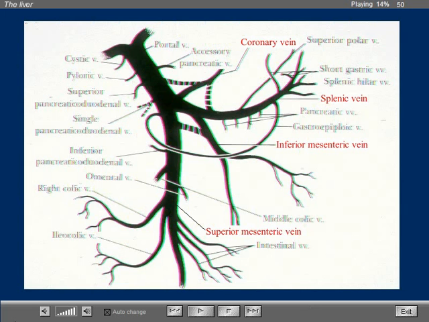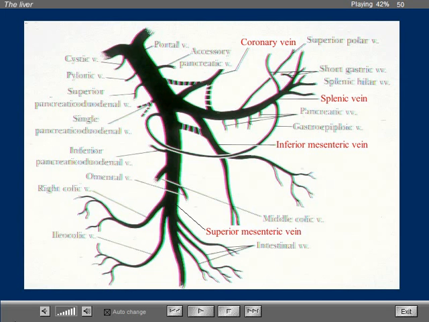First, in this diagram, one notes that the major contributors to the blood flow in the portal vein are the superior mesenteric vein and the splenic vein, and that the inferior mesenteric vein terminates in the splenic vein, in the superior mesenteric vein, or at the junction of the splenic and superior mesenteric veins.